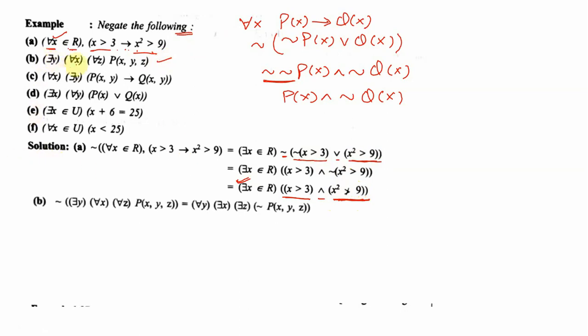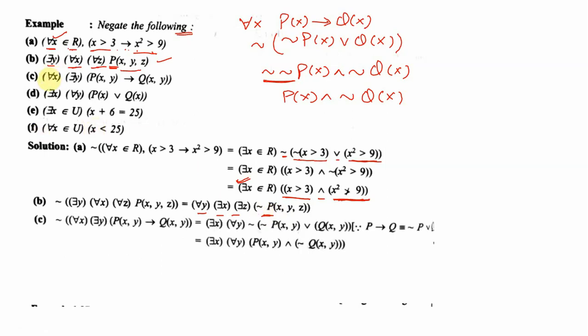There exists y for all x, for all z, pxyz. So existential gets converted to universal, universal gets converted to existential, and this predicate is negated. Universal existential and implies existential universal, and going by the same logic as here, pxy and negation of qxy, going by the same logic over here.